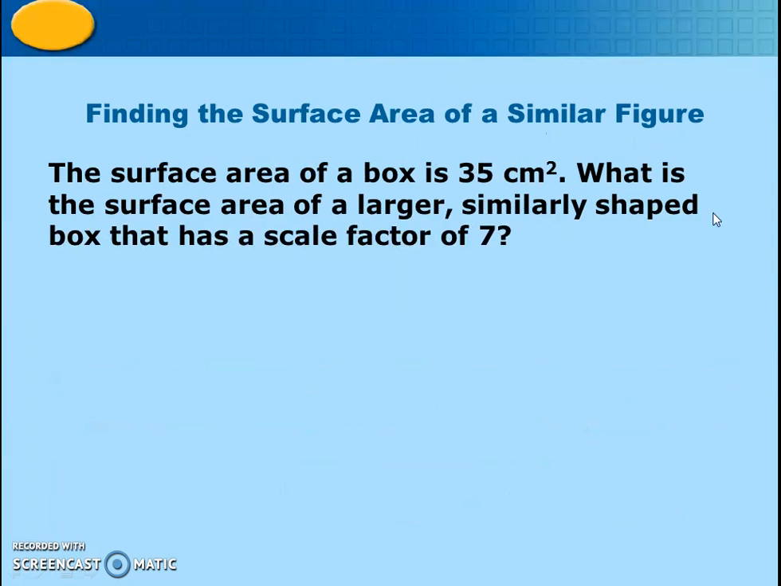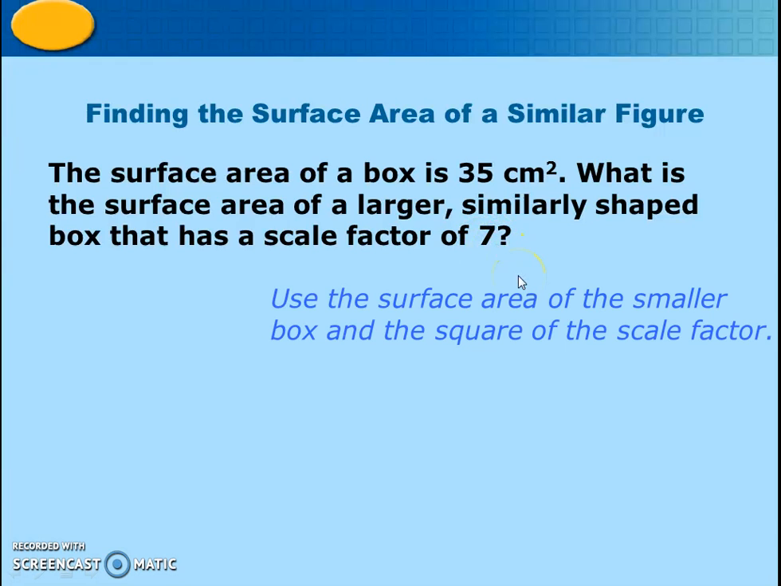Finding the surface area of a box that is 35 centimeters squared. What is the surface area of the larger box if it is a larger similarly shaped box that has a scale factor of 7? So basically what we're going to do is take our 35 centimeters squared and times it by our scale factor squared.